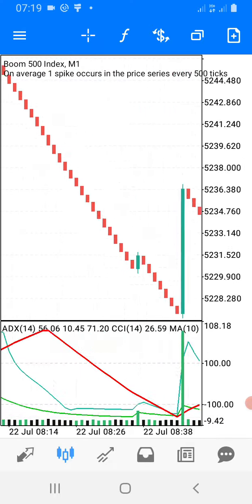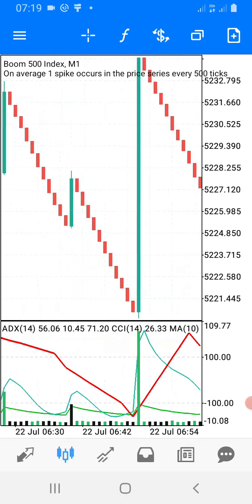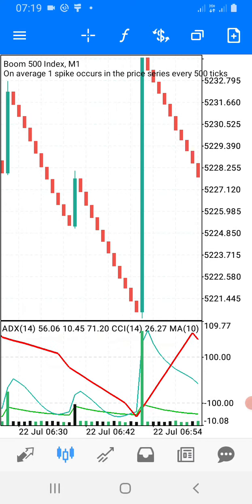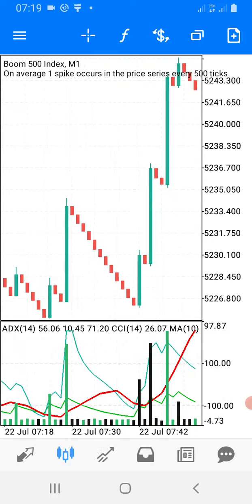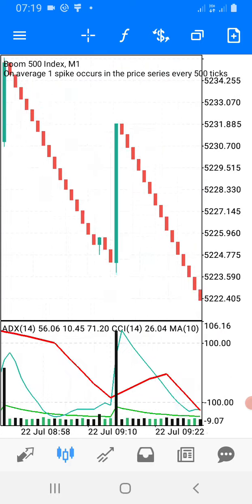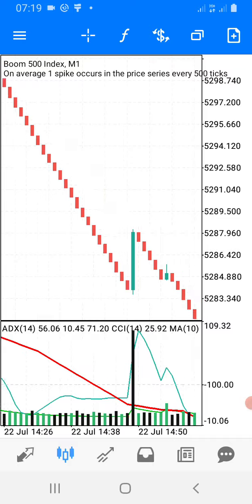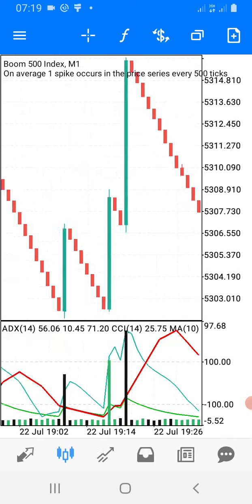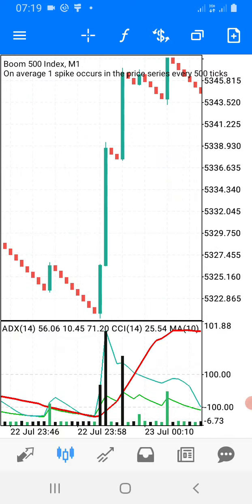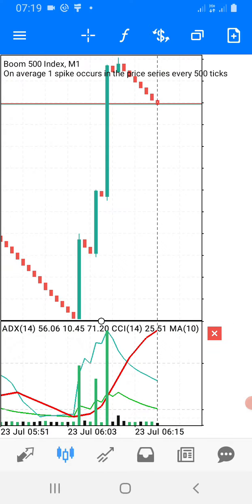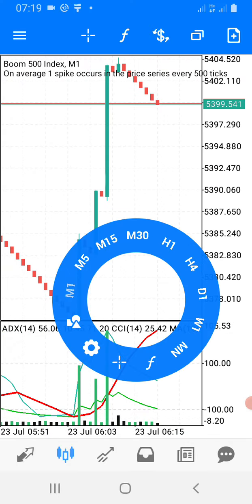Guys, you make money for yourself. Look, you don't have to lose money. You don't have to feed your broker when you have such a simple strategy to make money. You just catch your spike. If you can catch up to 10 spikes a day, don't you know how much you've made?